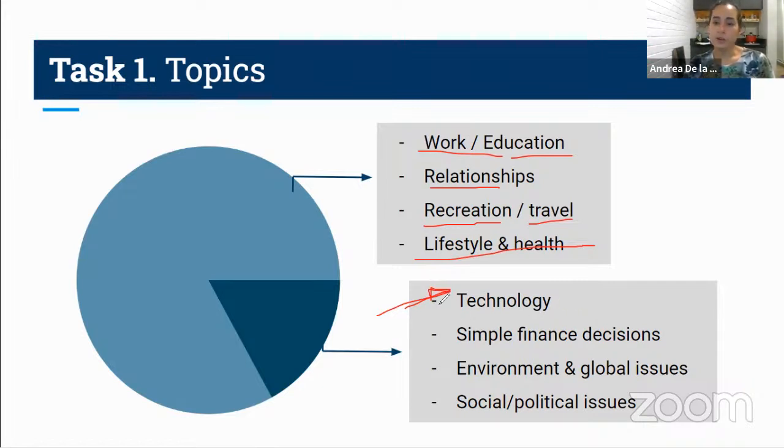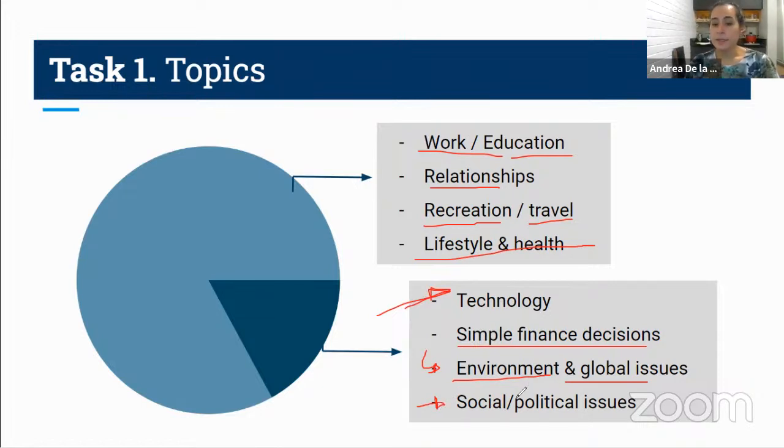So the effects of technology, if you prefer using social media or not, things like that, electronic devices, finance decisions, but very simple finance decisions. They're not going to ask you about like the stock market. They will ask you things like, do you think it's a good idea to save or do you spend everything that you earn? Then environment or global issues like pollution, violence, things like that. And very rarely they ask you about social or political issues.